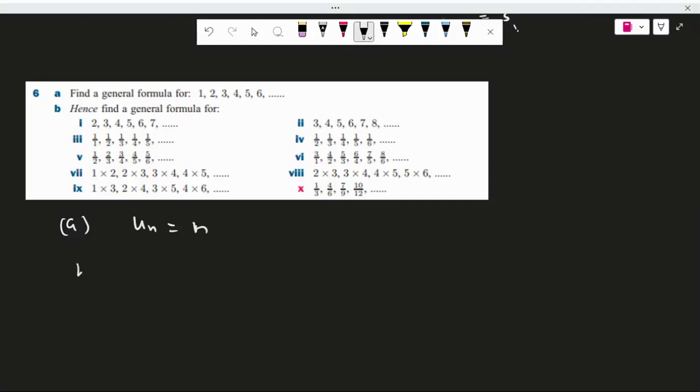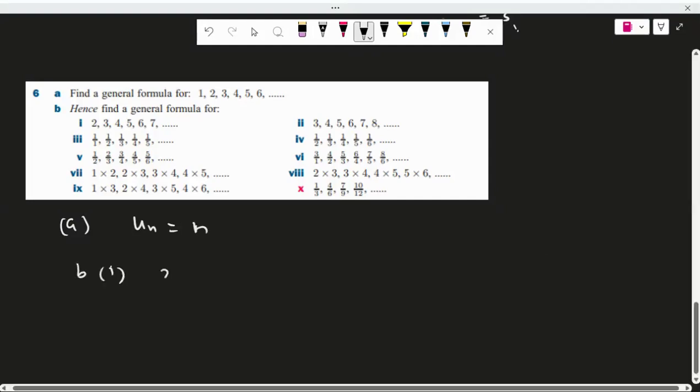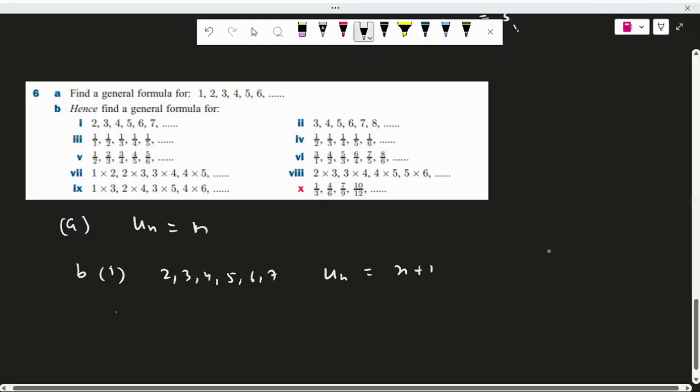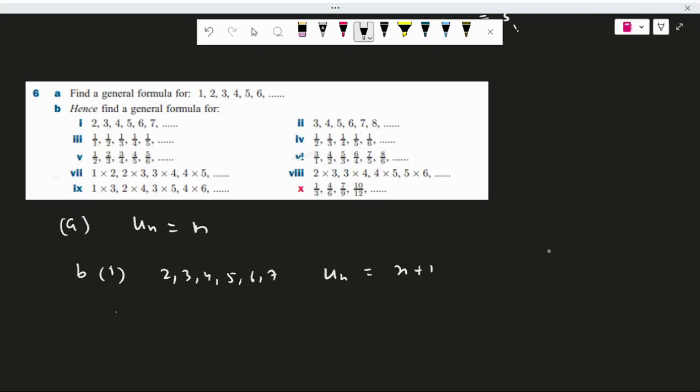Okay. Part B: 2, 3, 4, 5, 6, 7. Tell me the general formula. This will be n plus 1. Let's do the sixth part, seventh part, eighth part, and ninth part.